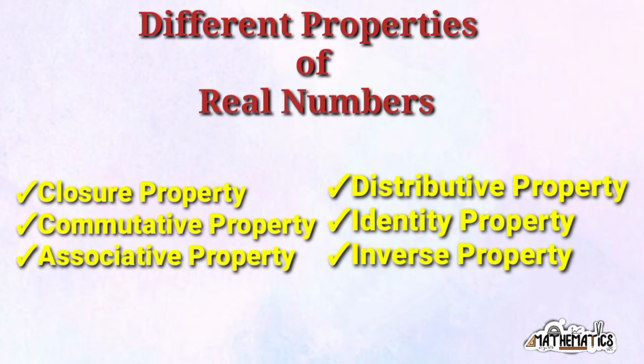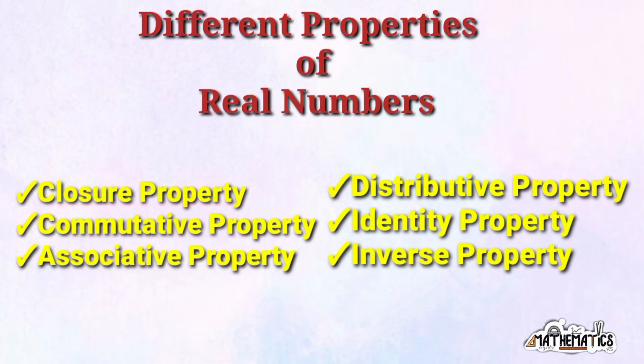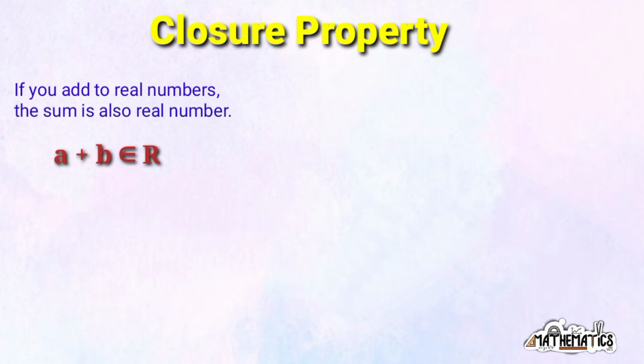We have here 6 different properties of real numbers, but for today's video, we are going to discuss just 3 properties of the real numbers, which are the closure property, commutative property, and associative property. Let's discuss first the closure property. It says that if you add 2 real numbers, the sum is also a real number. It means a plus b is an element of the real numbers, where a and b are elements of the real numbers. We have here examples.